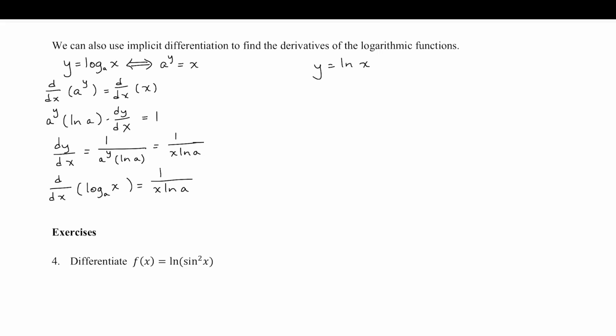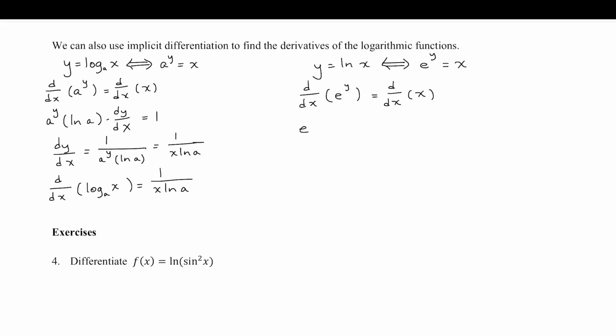Now, if I look specifically at the natural log function, which comes up a lot, right? That's a common base, base e for the natural log function. I can run through the same process. If y equals the natural log of x, then that means e to the y equals x. And I can do the same thing that I just did, but using specifically base e instead of generic base a, and see what happens. So once again, using implicit differentiation, I'm going to take the derivative of both sides with respect to x.